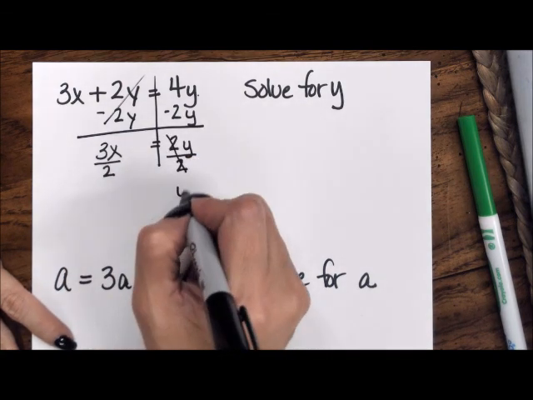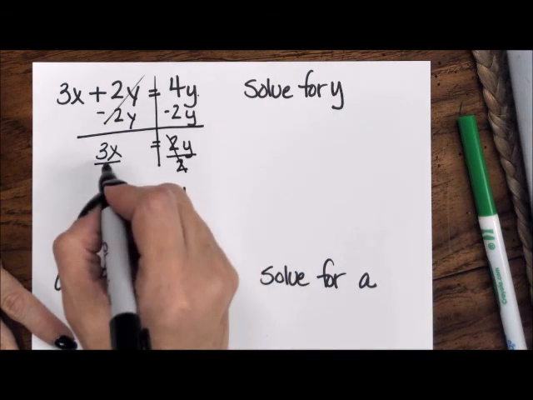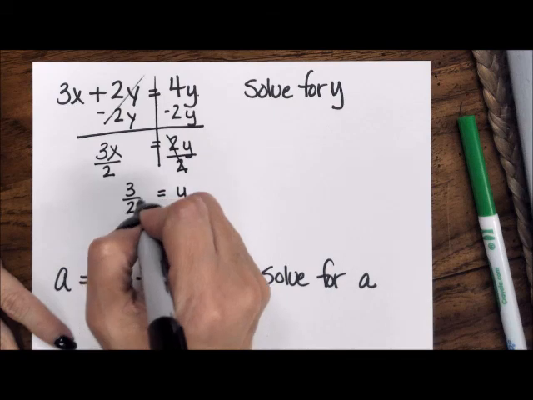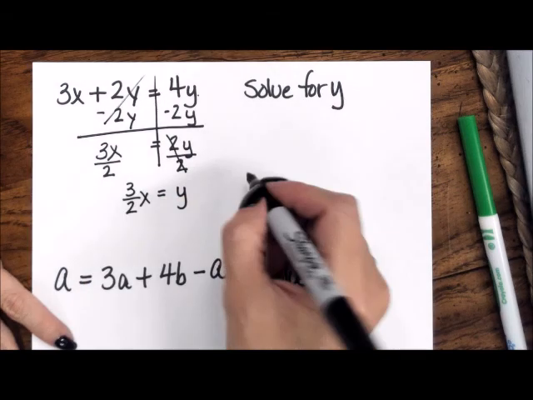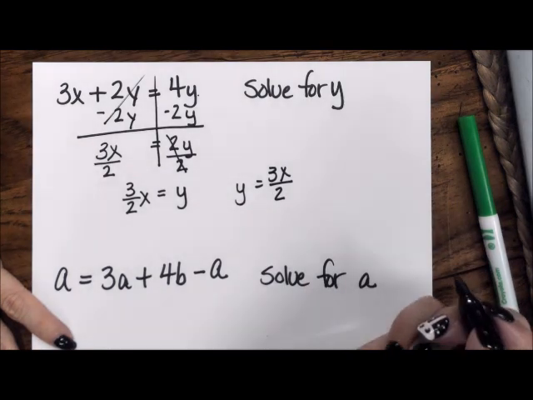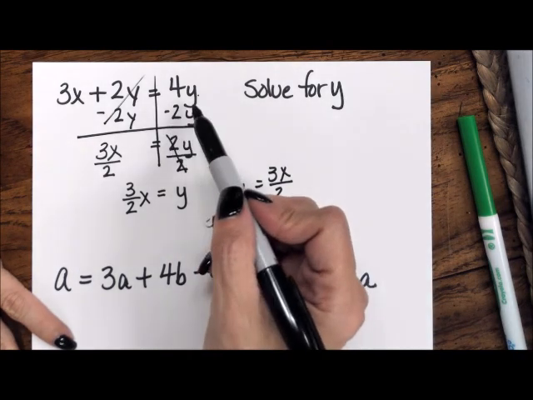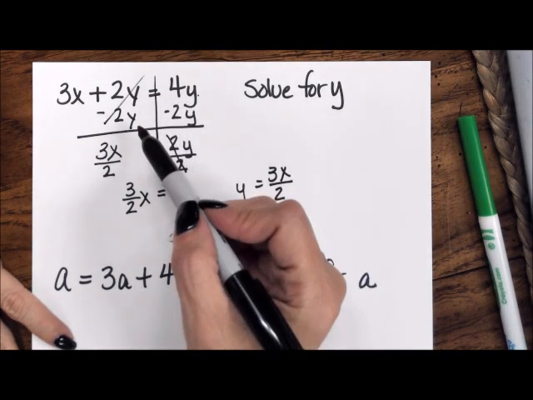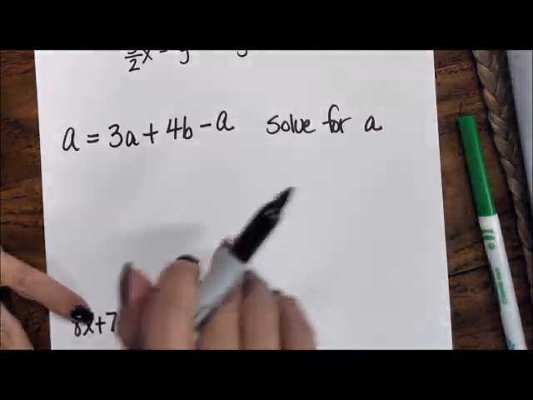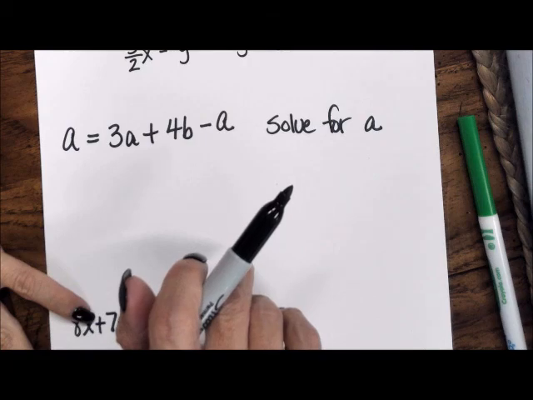So those would cancel, and y would equal 3x over 2. I can't really do anything with that. I could put 3 over 2x like this, but you could also just leave it as 3x over 2. Either way. But you need to notice y is on both sides. So watch for that. Okay, one like this, solve for a.